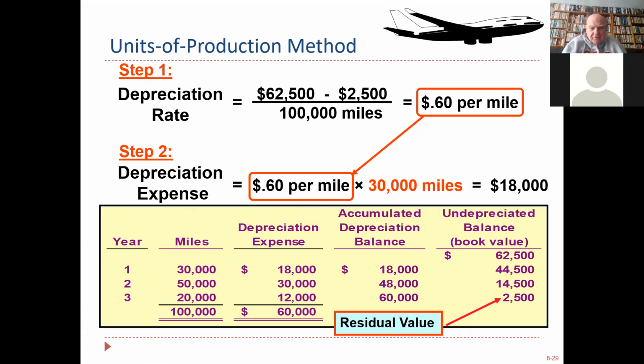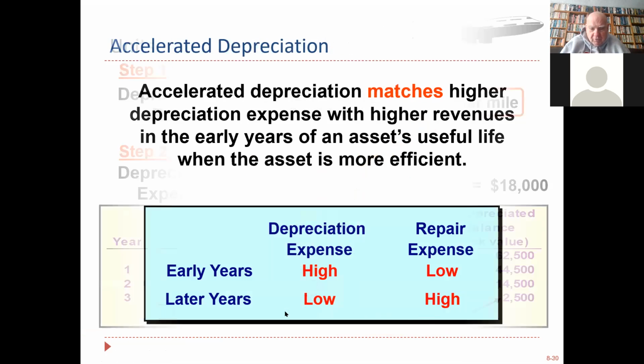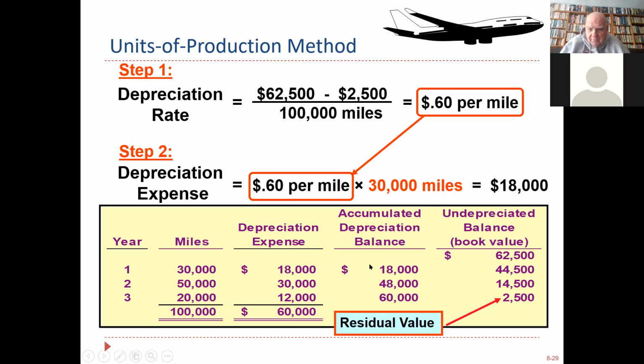Anyway, the first year they drove 30,000 miles, then they drove 50. 5 times 6 is 30. They drove 20. So after 3 years, they recorded $60,000 worth of depreciation expense broken out by year. The accumulated depreciation went from 0 to 18, went up another 30, etc. And there we are. We're down to the residual value. You can never go below the residual value, okay? Let's scrap that idea. You can't go below the scrap value, okay?